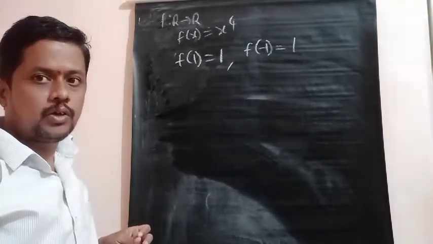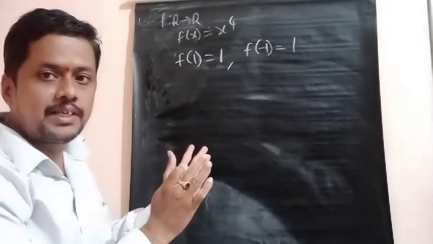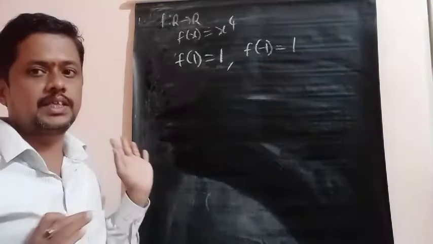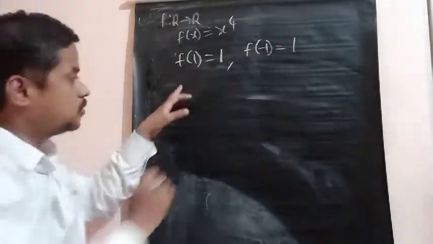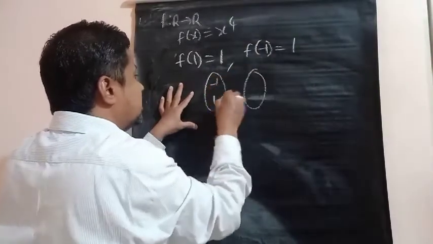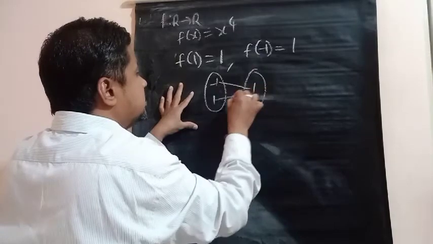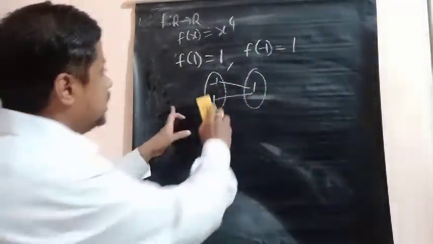So 1-1 means what? Different elements in the domain have different images. This is the condition that should be satisfied, but it is not satisfied here. If we take a Venn diagram, minus 1 and 1 both go to only 1. This is not a 1-1 condition. So it is not 1-1.